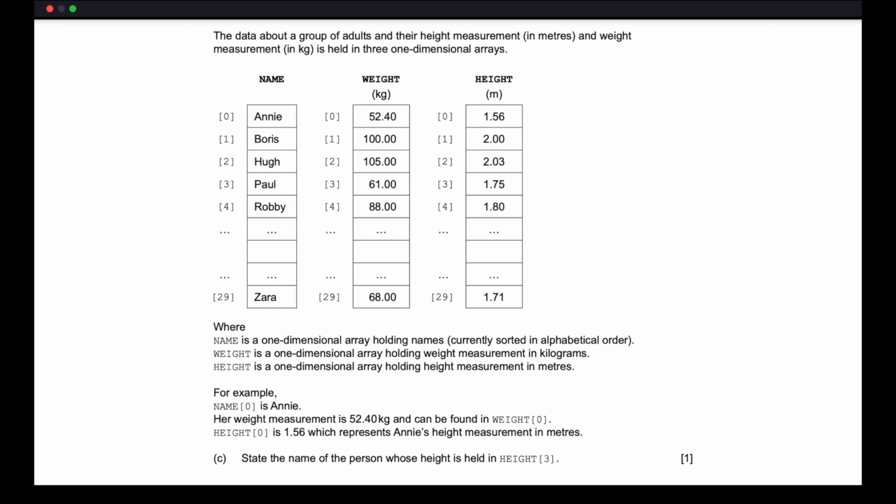Now, moving on, right here it says the data about a group of adults and their height measurement in meters and weight is held in 3 one-dimensional arrays. So we've got 3 arrays, called name, weight, and height. And importantly, like in most IB questions, these all match up to each other. We've got a name, a weight, and a height, and they all have the same indices. Boris has a weight of 100 kilograms and a height of 2 meters. So name one matches up to weight one, which matches up to height one. Now to state the name of the person whose height is held in height 3, by the logic we just went through, this is height 3, so that person is going to be Paul.